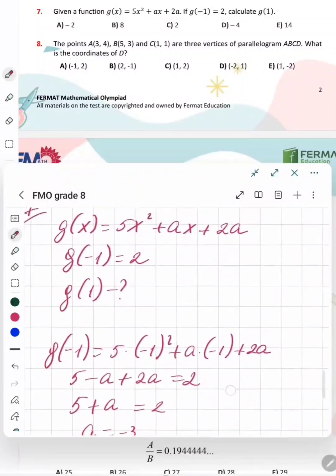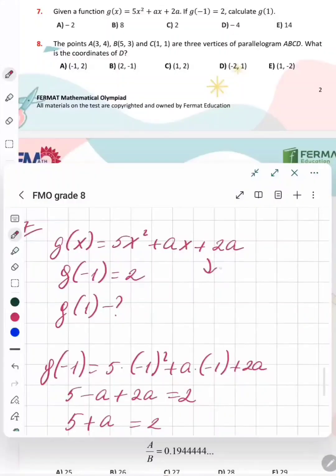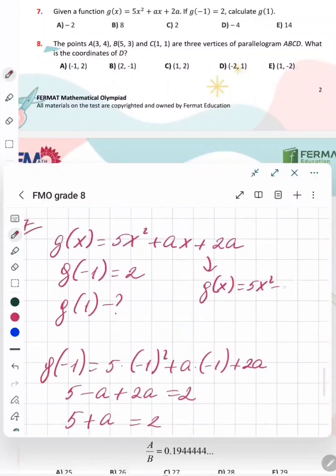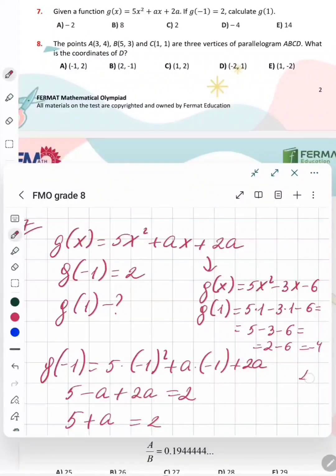Now after knowing a, we will rewrite our g(x) function: 5x squared, a is -3, minus 3x minus 6. Now what we want is g(1). So 5 times 1 squared is 5, minus 3 times 1, minus 6, which is 5 minus 3 minus 6, 2 minus 6 equals -4. Our answer will be D.